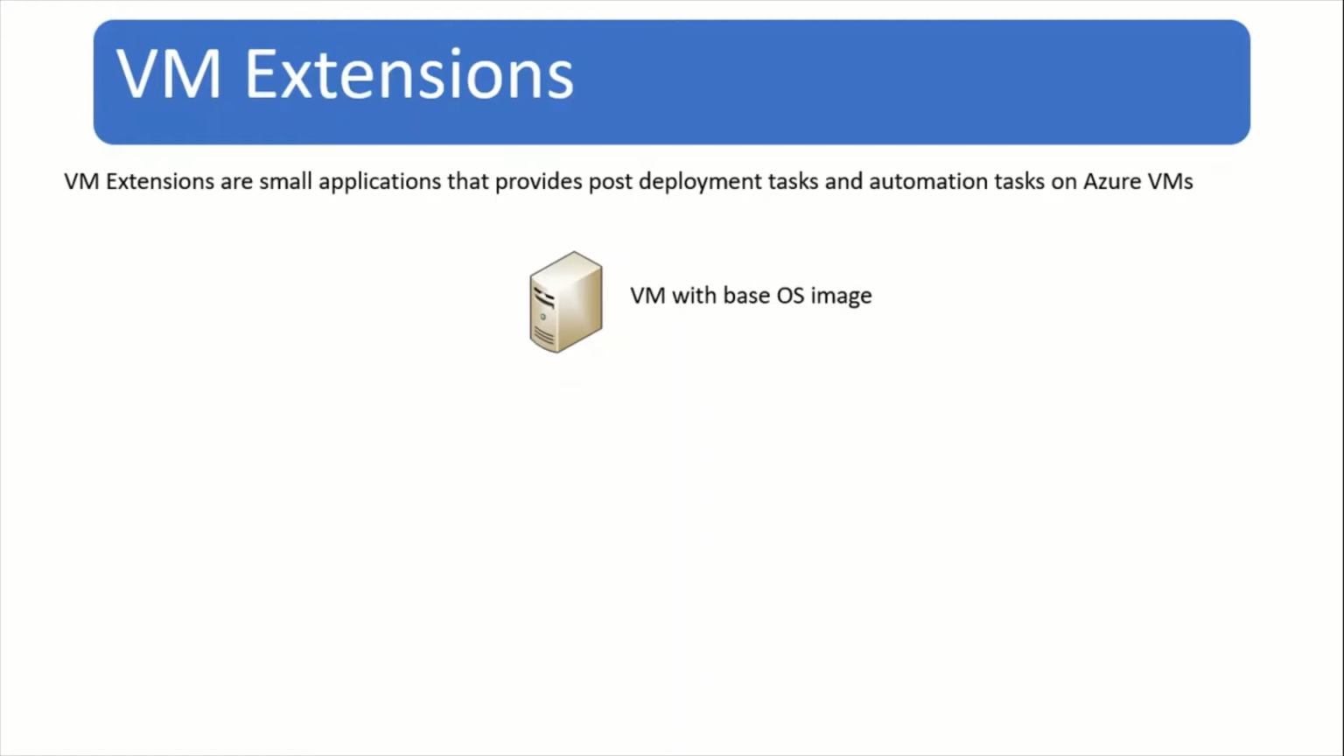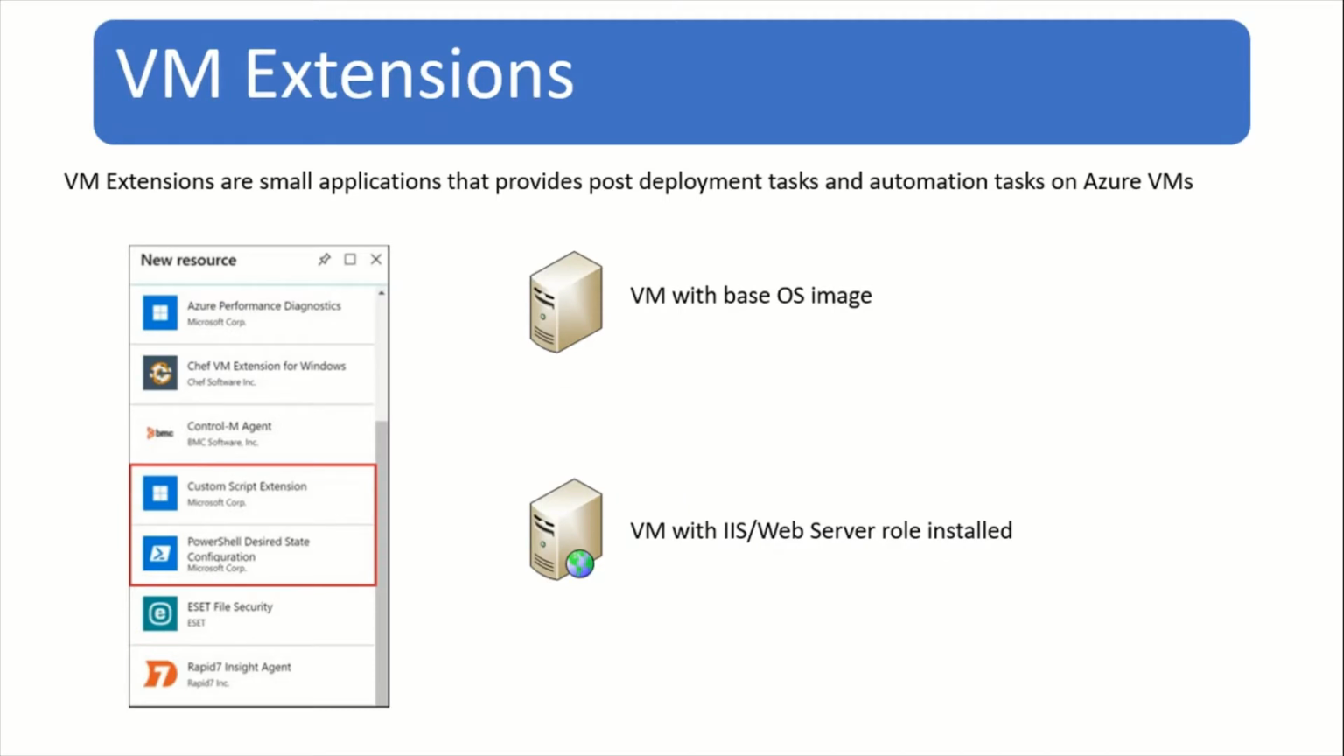For example, we want our VM to host a website. If you're using the Windows operating system, we should have the web server role installed in it. This can be achieved using VM extensions. As we can refer to the slide, the first VM is created with the base OS image and the second is installed with the web server role in it. While deploying the VM, we may install the web server role along with the OS installation. We may also select from the available extensions that will be added during the deployment.